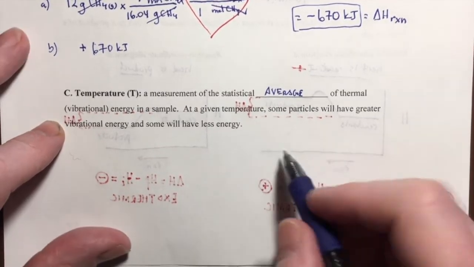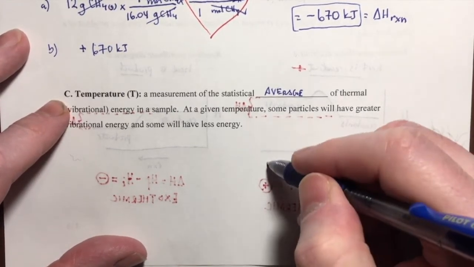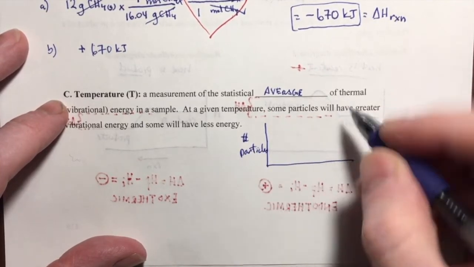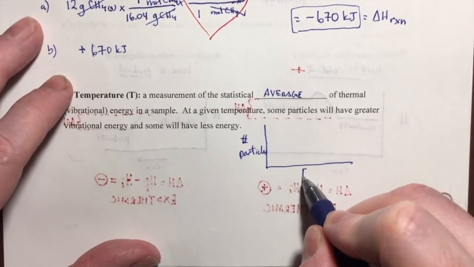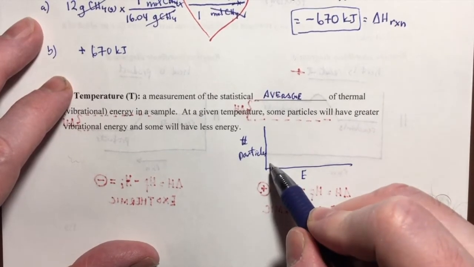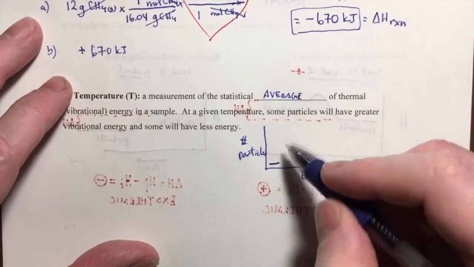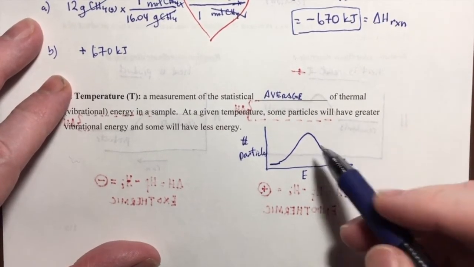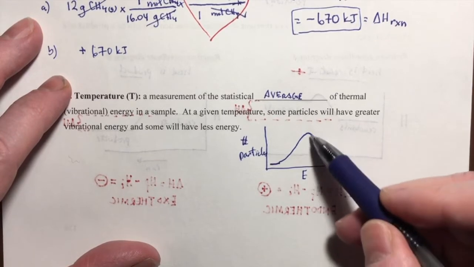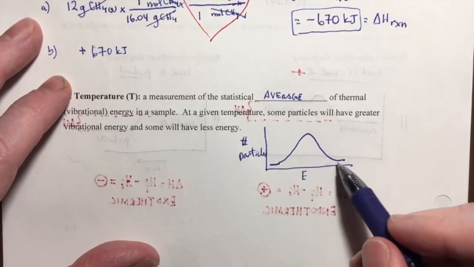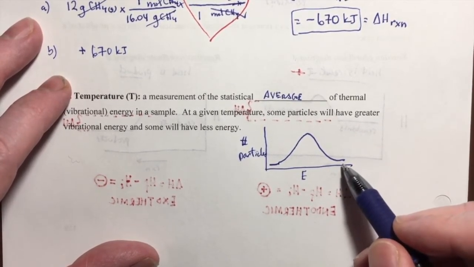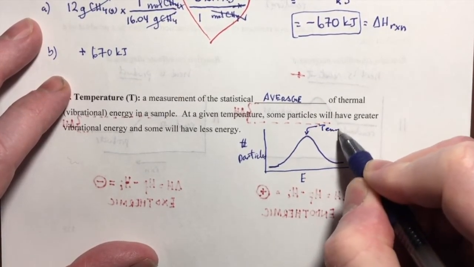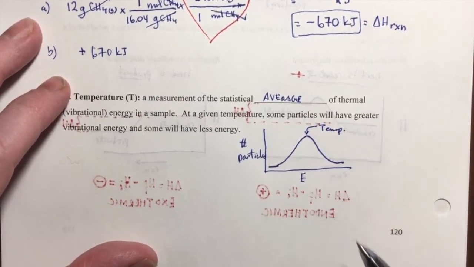So there's a distribution of energy, and temperature is just related to the average energy. At a given temperature, some particles will have greater vibrational energy and some will have less. You may recall that we had a little distribution graph with the number of particles and the energy. We had a small number of particles with low energy, a lot of particles with some medium amount of energy, and then a very few particles with a much higher energy, and the temperature is related to whatever the average is.